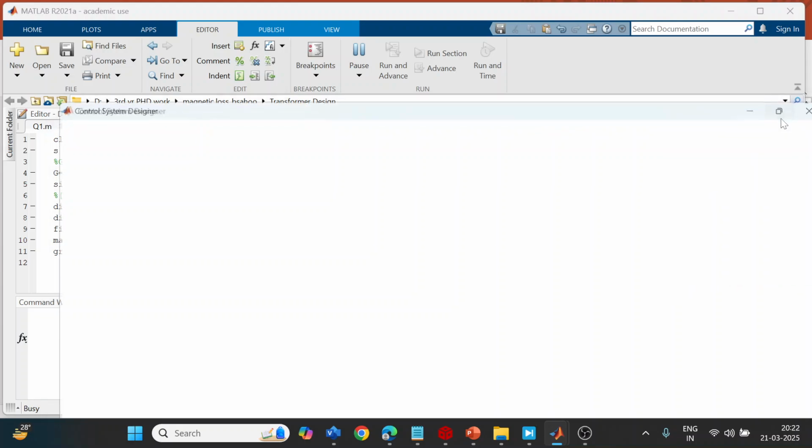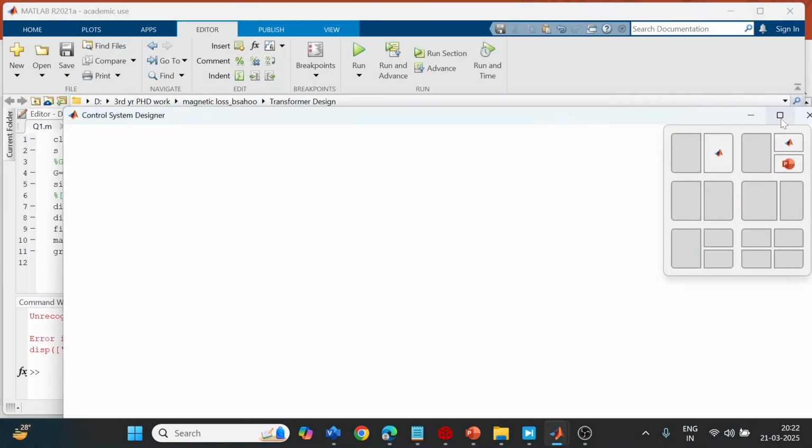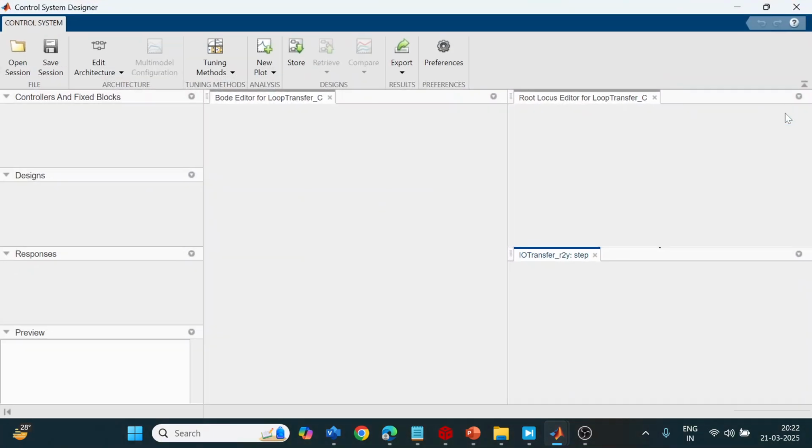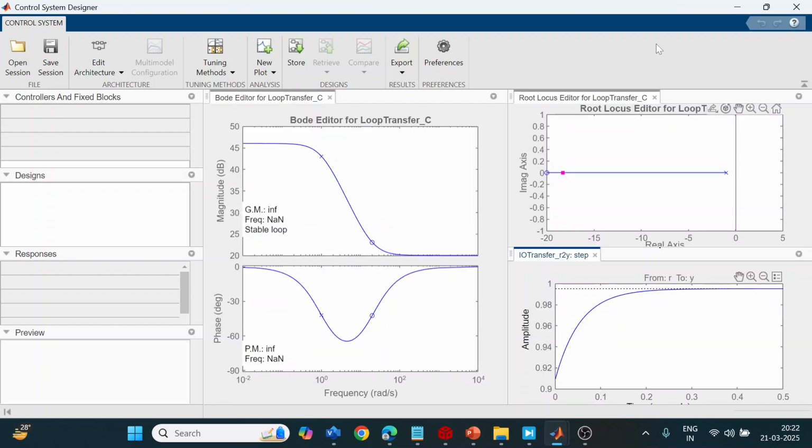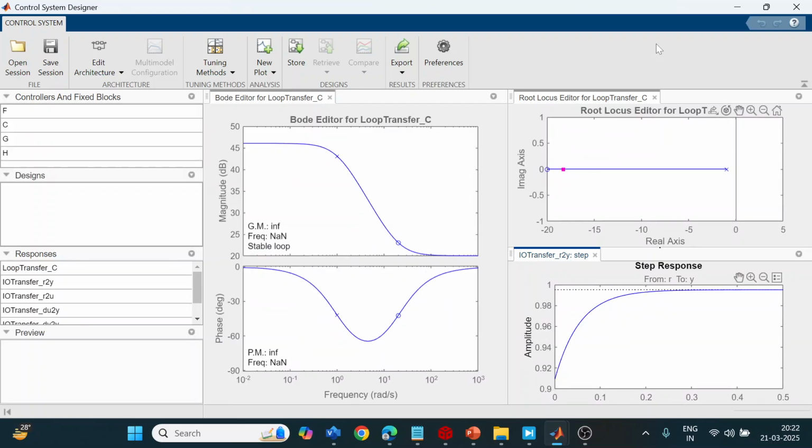Previously this window was called the control system designer. Also, in place of sisotool, you can write controlSystemDesigner, and in brackets you write G. That will also open the same thing. So you can see here, lots of things are open in one single window. You can do the Bode plot analysis with the left hand side, whatever you are seeing here.